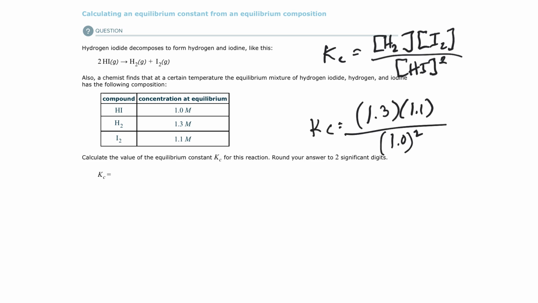So 1.3 times 1.1, divided by 1, divided by 1, do it twice. Now you know that when it's 1, squaring doesn't mean anything, but I still do it anyway. So that's going to give me 1.43. And now I look and it says round to 2 significant digits. So I have to round to 1.4. Pretty easy.